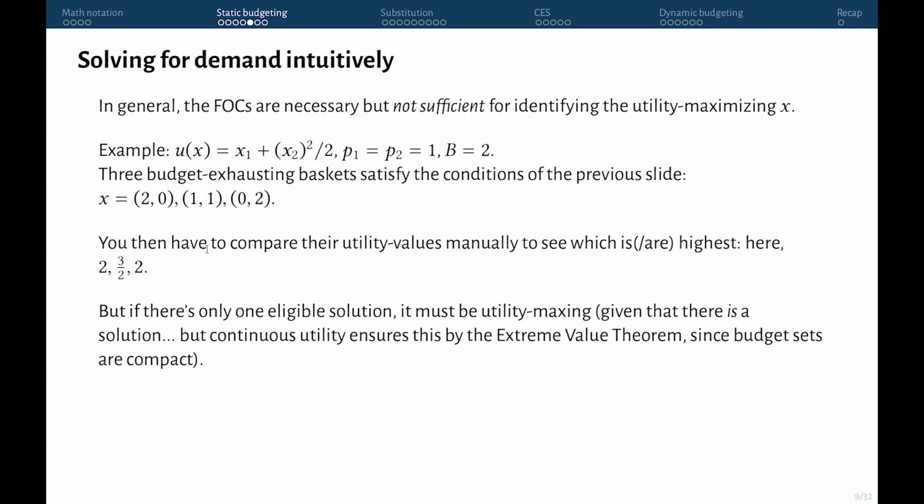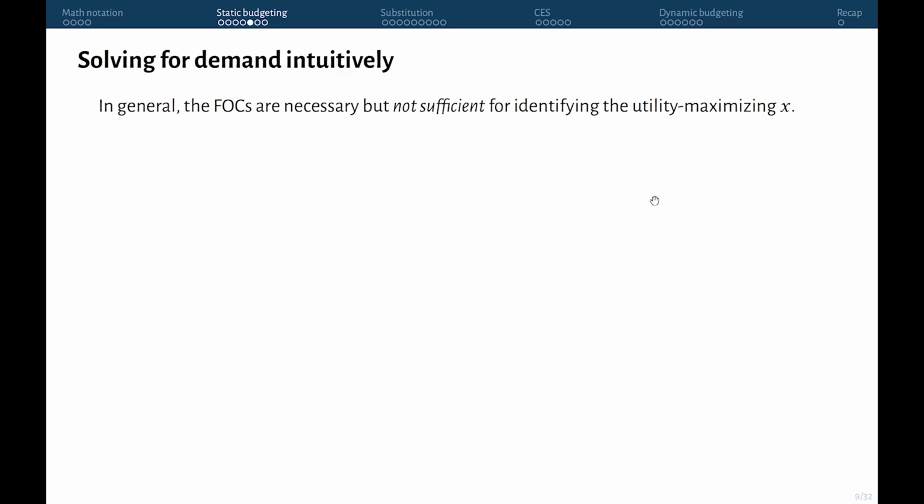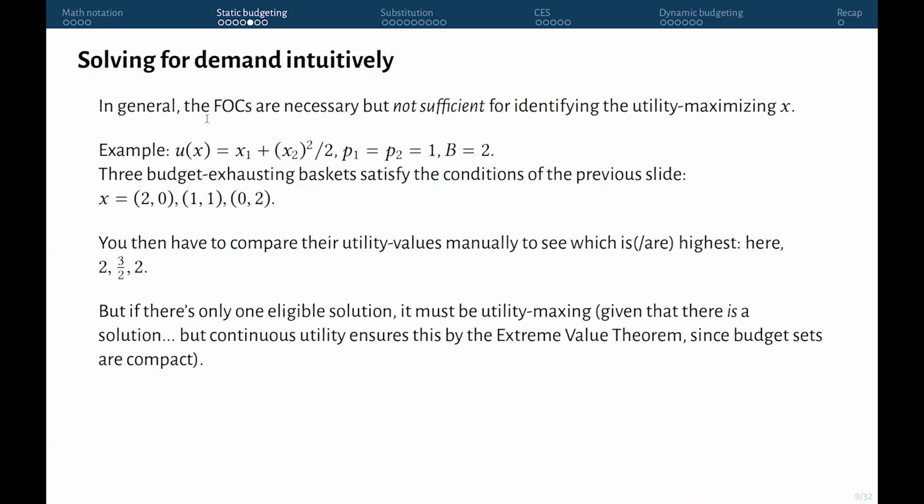So you have to compare them manually if there are multiple candidates. But if there's only one, it's got to be utility maximizing. At least it's got to be, given that there is a solution, but we know that there's a solution because the extreme value theorem and the continuity of the utility function will imply that. And as I said, we're working with a differentiable utility function, so definitely continuous.